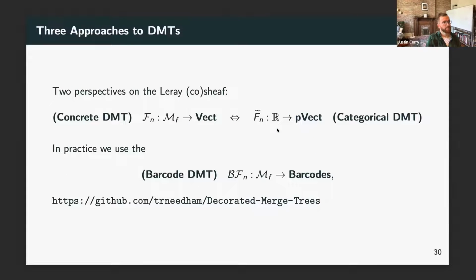And so if you read our paper on decorated merge trees, we actually give three flavors, two of which are equivalent to the array sheaf perspective. One uses this new category called pvect, but then in practice we use this simplification, which is also very nice because it allows us to register data sets by aligning them in barcode space. And again, there's code for doing all this on Tom Needham's GitHub.